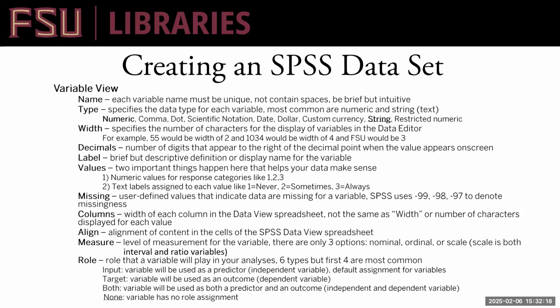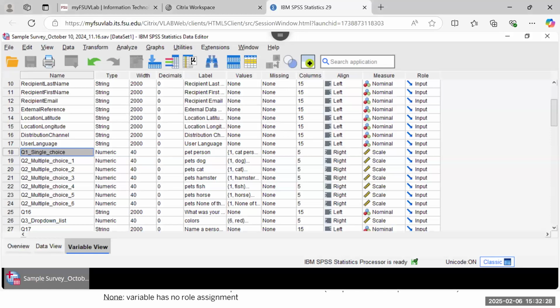But this tells you the criteria for what you're going to do and what you're going to name. So let's do this together. You see the first column is the name of the variable. Each variable has to have its own unique name. It cannot have any spaces. And this is good data management on the front end.